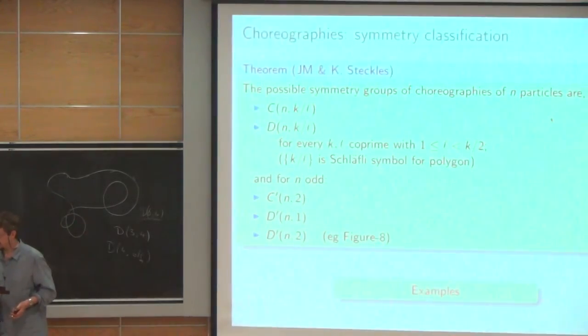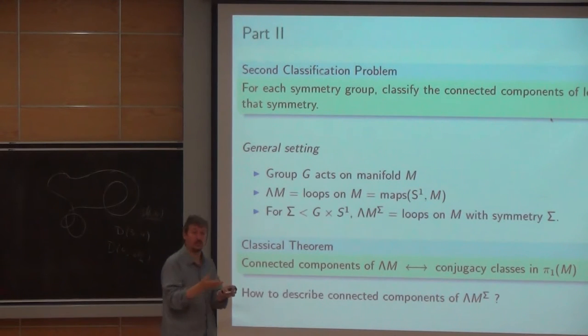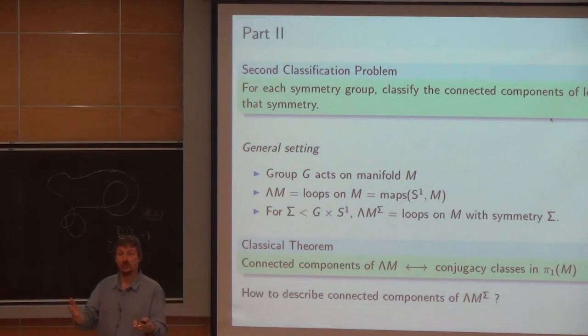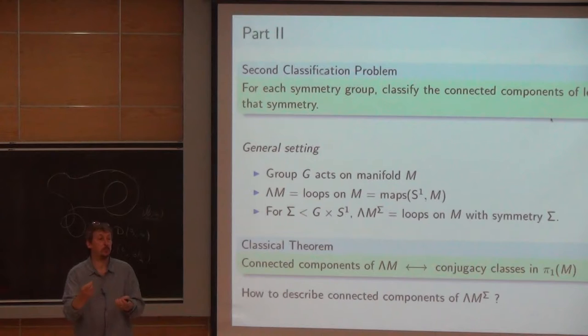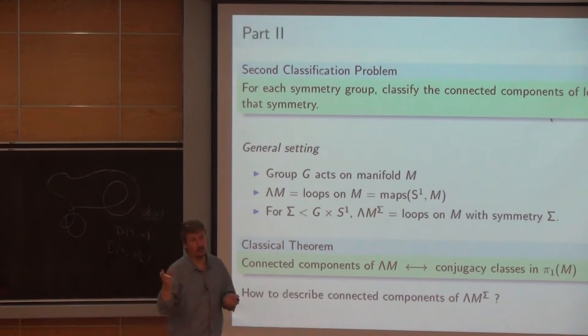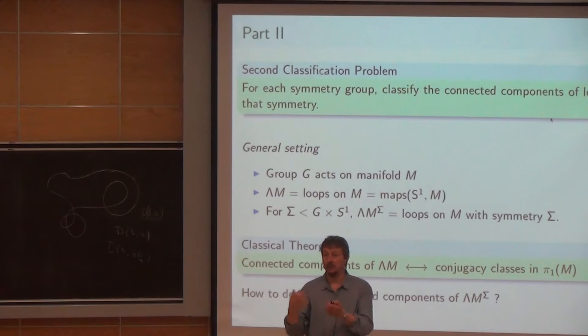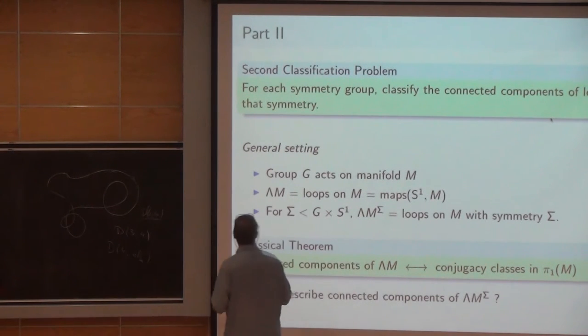So the second part, as I said, was to know, if I fix the symmetry group, what's the topology of the set of loops with that symmetry? Or at least, if not the topology, then at least how many connected components. Not how many, because in this problem it's always infinite, but in some sense we want to be able to label the connected components.